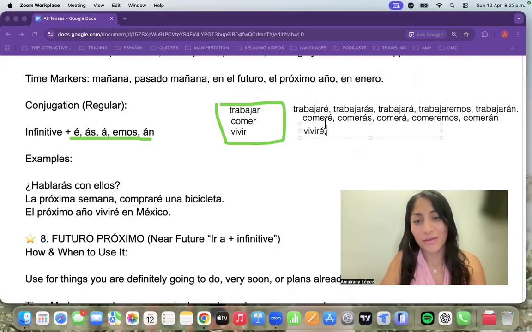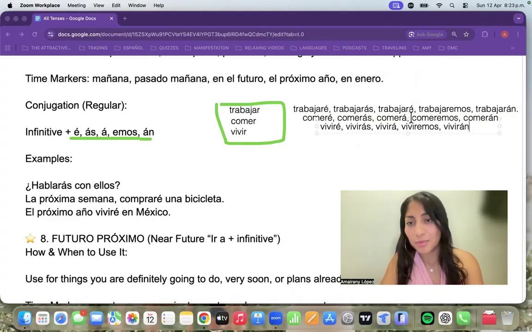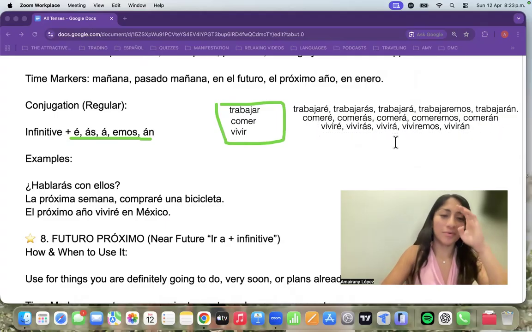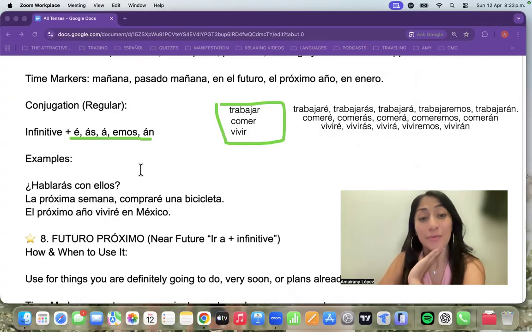Viviré, I will live. Vivirás, you will live. Vivirá, she will live. Viviremos and vivirán. They will live. Okay, or you guys will live. Perfect. All right. So, that is the conjugation for the regular verbs. And we have our examples.